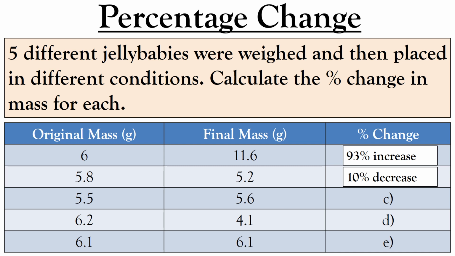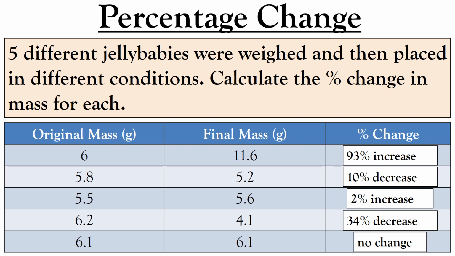For the next one, you've got an increase of 0.1. So it's 0.1 over the original 5.5 times 100, which gives you a 2% increase. For the next one, 6.2 down to 4.1 is a decrease of 2.1. So 2.1 over 6.2 times 100 is a 34% decrease. And then the final one, you have got no change. Okay, so that's how you do percentage change.